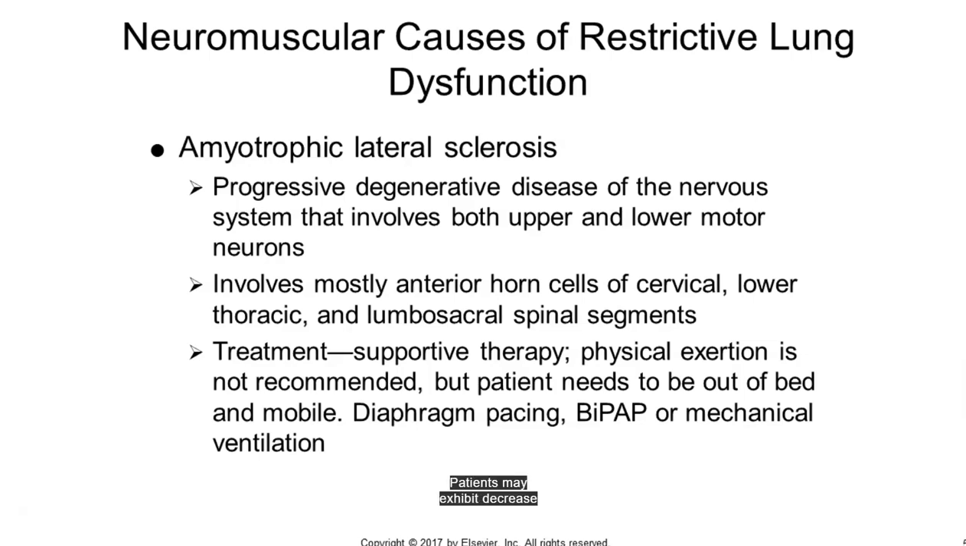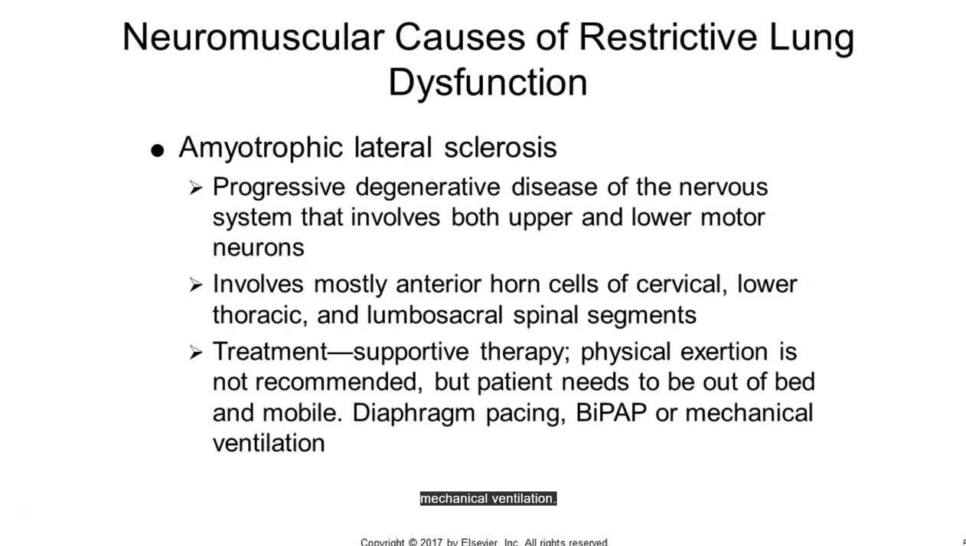Patients may exhibit decreased volumes and capacities on PFT, with RV equaling FRC, if no active expiratory muscles are functioning. Patients will exhibit difficulties moving extremities, swallowing and breathing, and diminished breath sounds. There is no cure and physical exertion is not encouraged, but getting the patient out of bed and mobilizing as able is encouraged. Diaphragm pacing may be employed when respiratory muscles fatigue and may delay the need for BiPAP or mechanical ventilation.